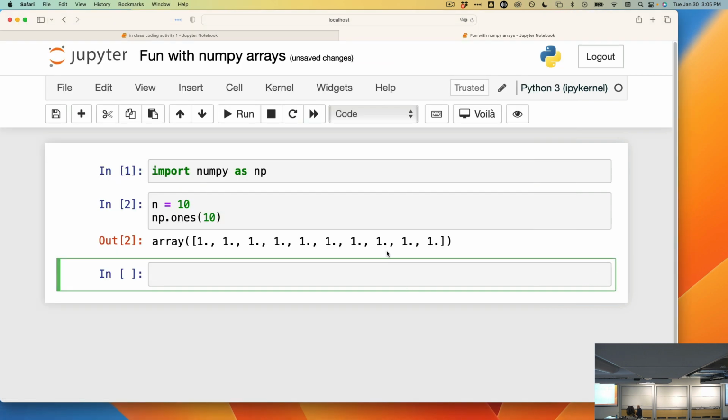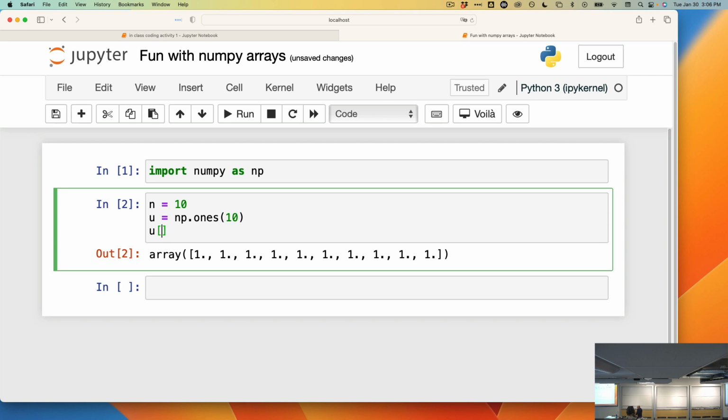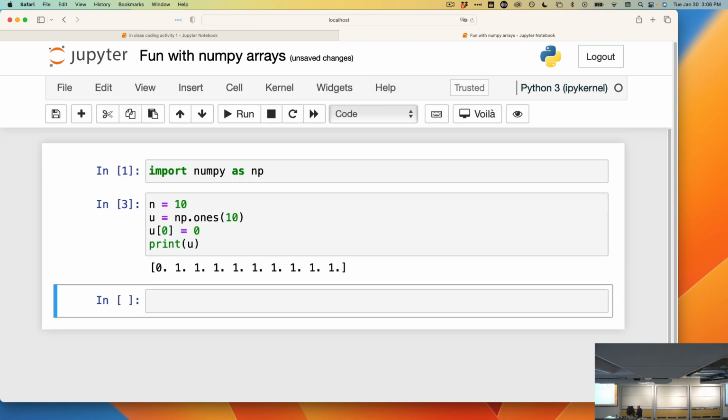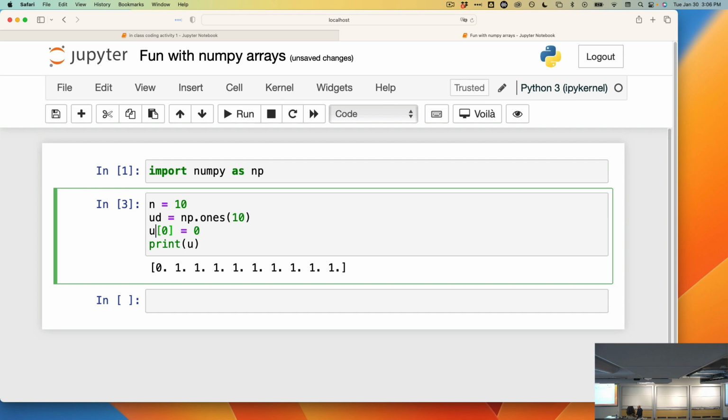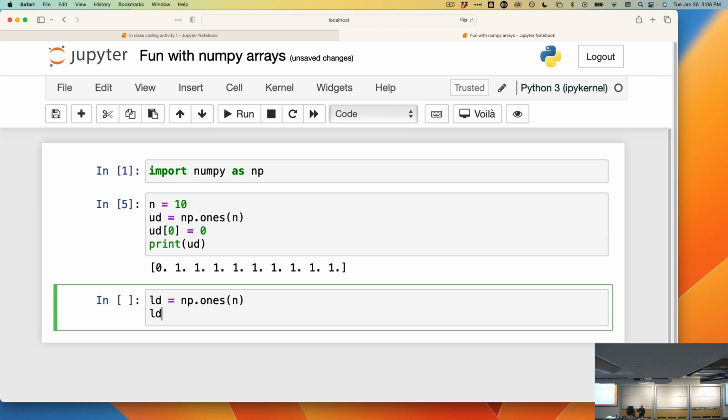Okay, so here's what I will do. I will call this u for upper, and that's np.ones(10). And then I'm going to say u[0], the first entry, is equal to 0. And then print u. Look at that, I have 0 and then a bunch of 1s. I do the same thing for the lower diagonal. Okay, let's use better names: ud for upper diagonal and ld for lower diagonal. ld is equal also to np.ones(n). Let's do n. And then for the lower diagonal, we need to change the last entry.